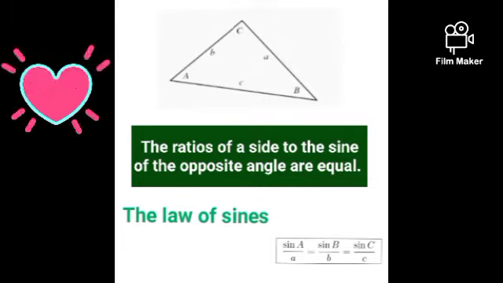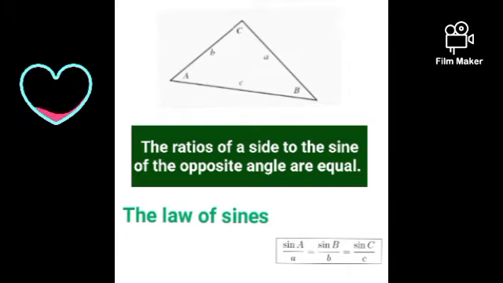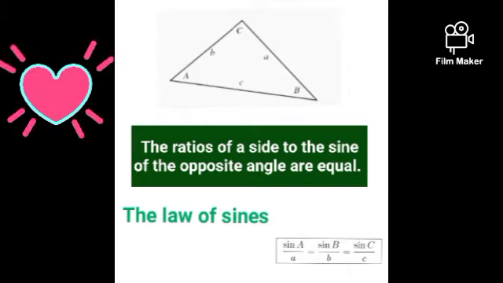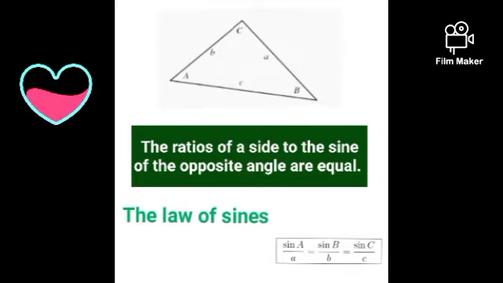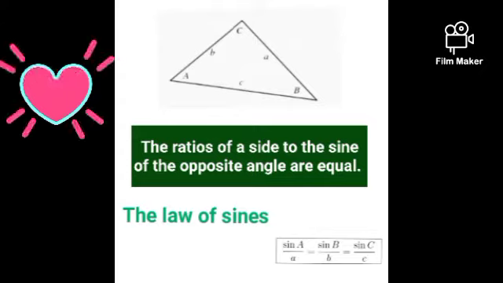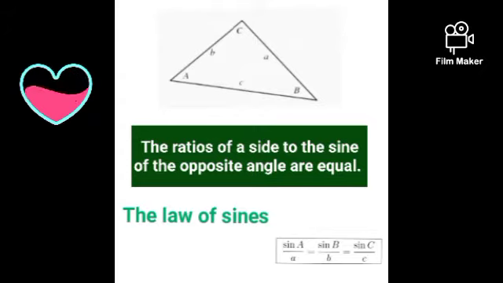The sine law, or the law of sines, in symbols is given by the equation: sine of angle A over the side small a is equal to the sine of angle B over the side small b, and these two are equal to the sine of angle C over the side small c.